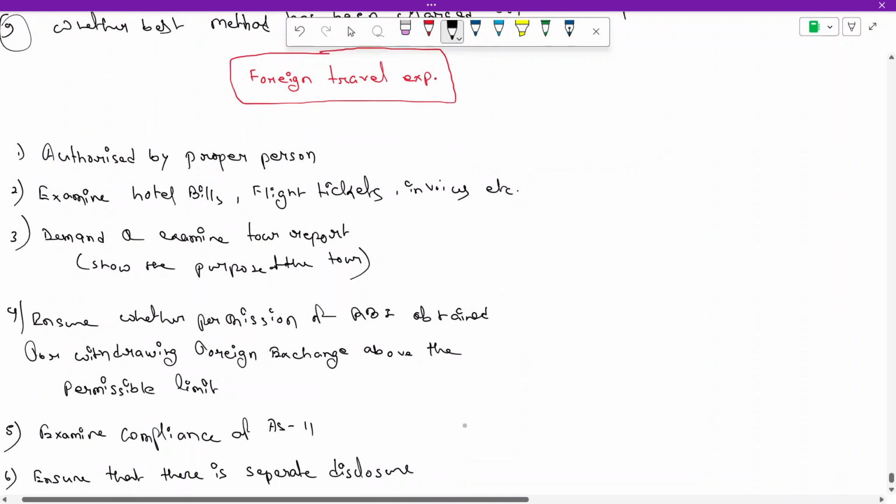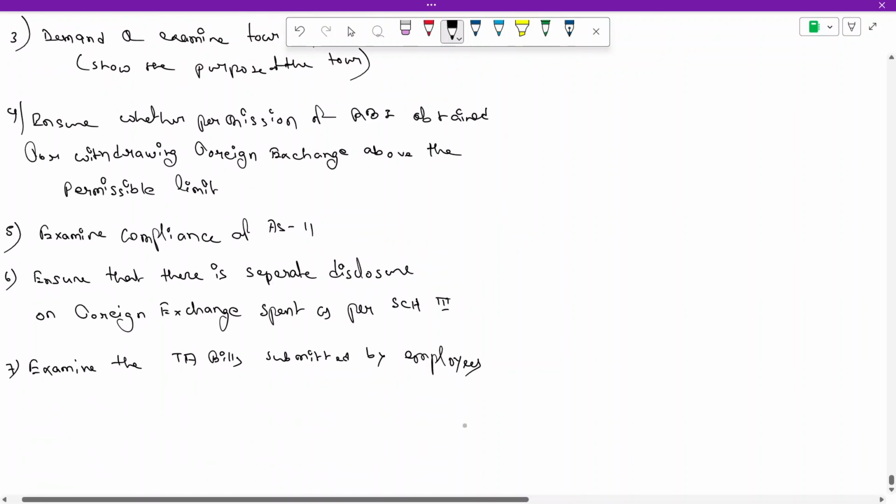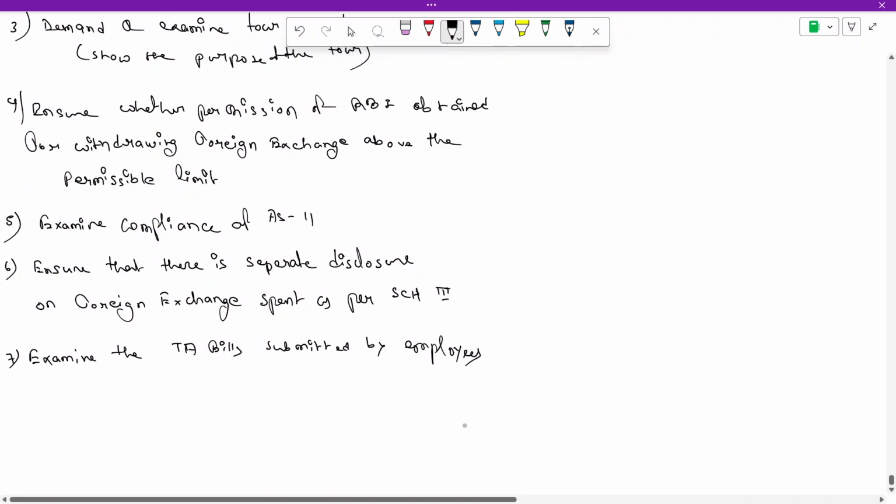So for auditing the foreign travel expense, it should be authorized by proper person. Examine the hotel bills, flight tickets and invoices. Demand and examine tour report. Ensure whether permission of RBI obtained. Examine compliance of AS11. Ensure that there is a separate disclosure on foreign exchange spent as per Schedule 3 and examine the bills.